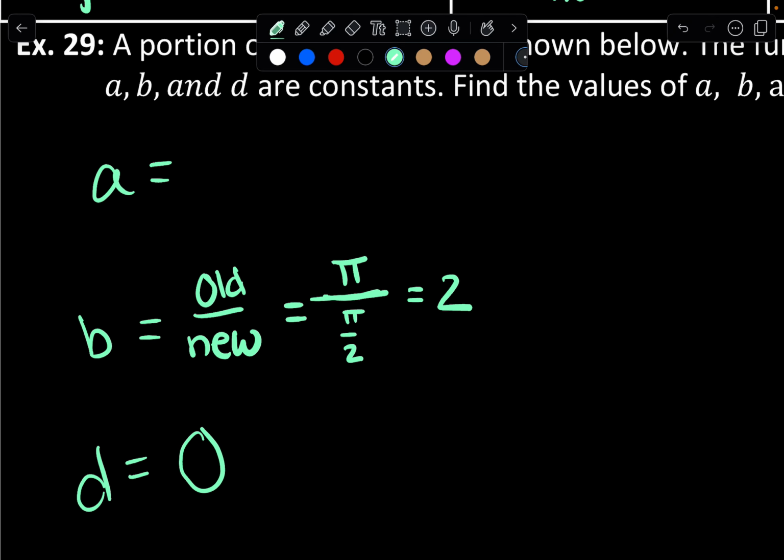Or the other method is we can multiply with the reciprocal of the denominator. So we get 2 pi over pi, which is also equal to 2.